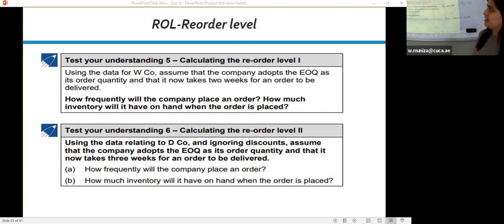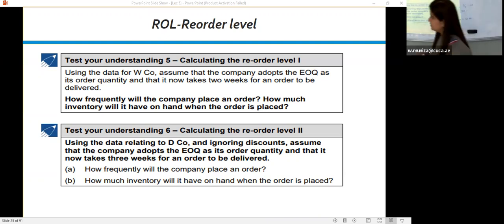So read the scenario using the data for W company. Okay, we have done the question for W company. They are asking: assume that the company adopts EOQ as its order quantity, and that it now takes 2 weeks for an order to be delivered. How frequently will the company place an order? So what was the order quantity? EOQ was 3162. How much was the annual demand? 30,000. 30,000 was the annual demand. Multiply by 365, that will be the reorder time. How many days?